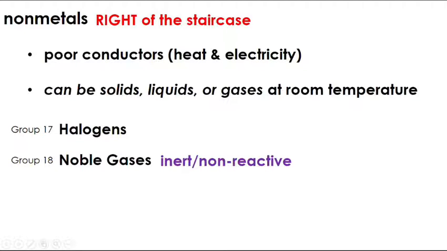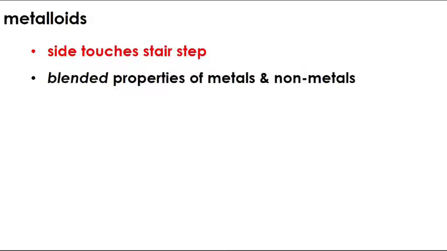Something to remember about our noble gases, and that we'll keep coming back to, is that they are inert. They are non-reactive elements. Then we have our metalloids, and these are going to be the ones that touch the stair step. Metalloids are in between our metals and our nonmetals, and their properties are kind of in between as well. They're blended properties, some metallic properties and some non-metal properties.